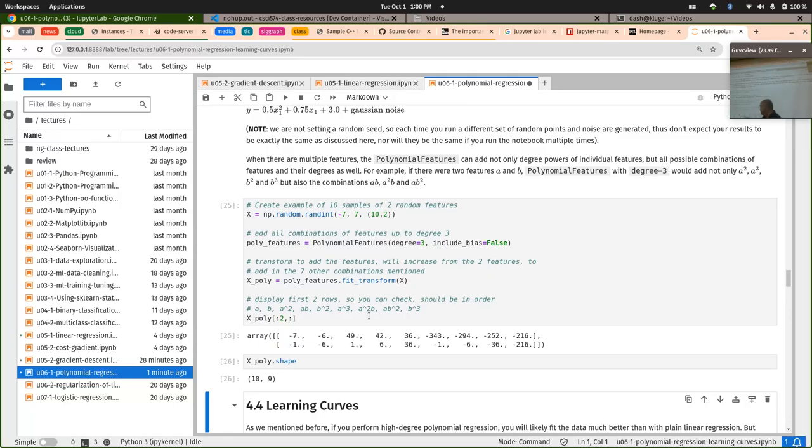So there are many combinations of degree 3 when I have two features, more than 3, right? It's not just A squared and A cubed and B squared and B cubed. It's also all the combinations of A and B. Anyway, that's what all the columns are that you get. So this should have corresponded to my original A and B, and then this should be the square of A, and then A times B, and so on.